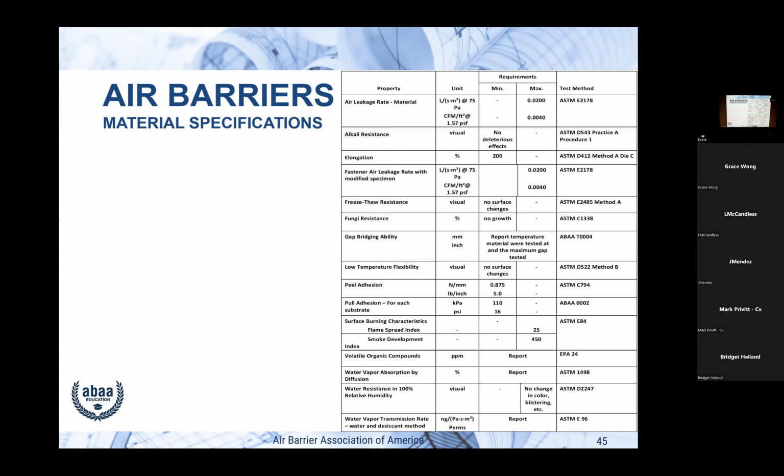Why is that important? We're talking about the air barrier material, not the framing, not the gypsum board, not anything else. Why do we want to know if we put an air barrier material in a high humid condition, whether all that water is going to go into the air barrier material? Yeah? What could happen to the material?